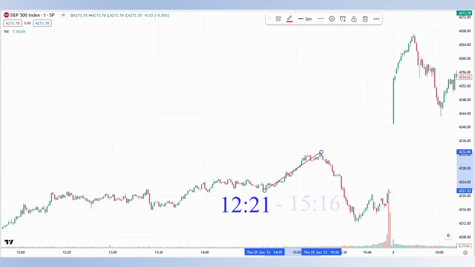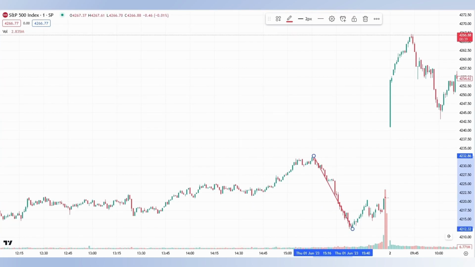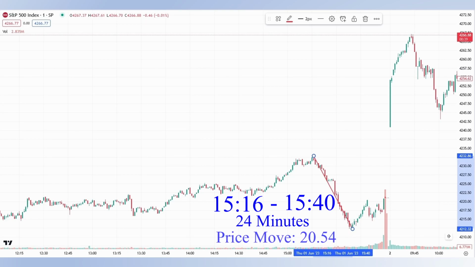14:39 to 15:16 equals 37 minutes. Price moved up 11.33, giving an angle of 17.025. Time was from 15:16 to 15:40, or 24 minutes, with a price move of 20.54, giving an angle of 40.55.